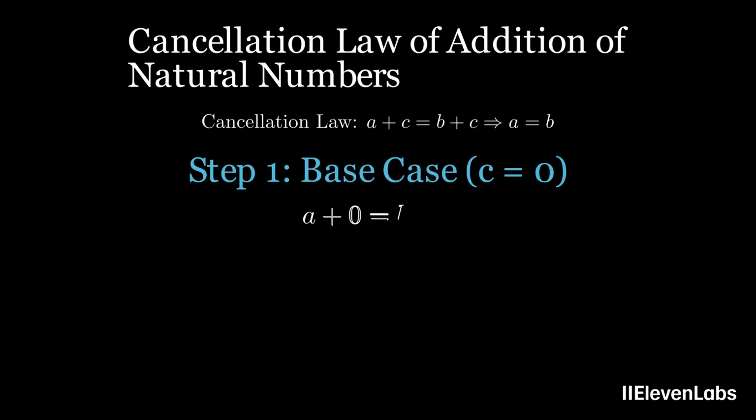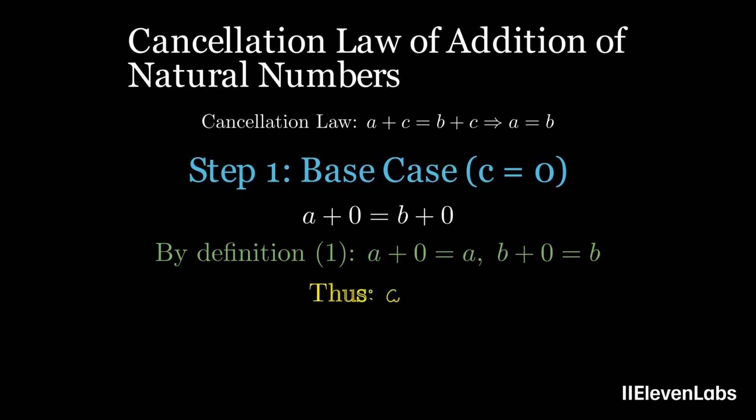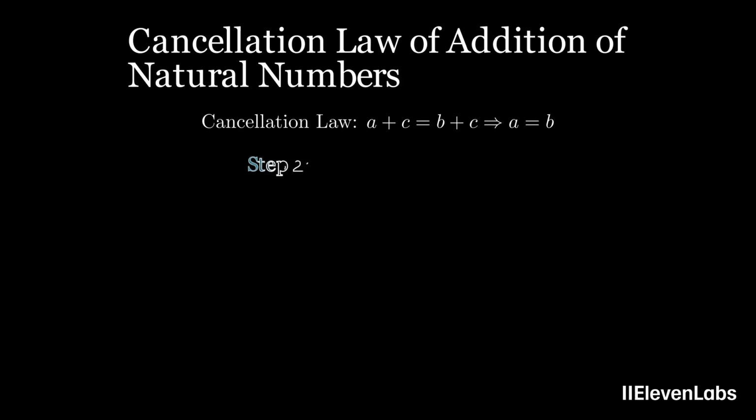First, the base case, when c equals 0. a plus 0 equals b plus 0. By definition, a plus 0 equals a, and b plus 0 equals b. So the base case holds.